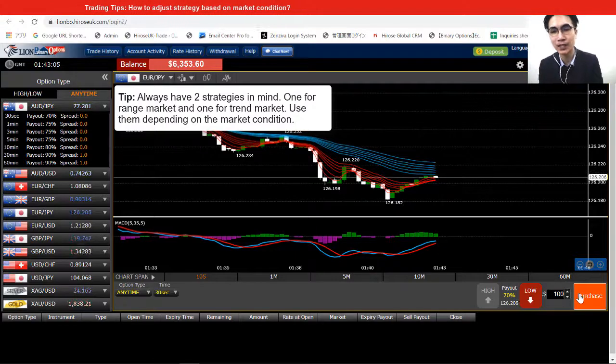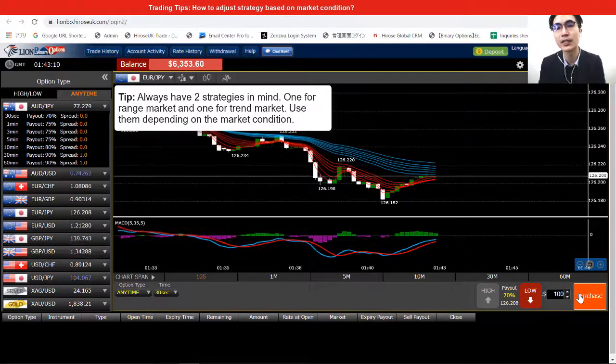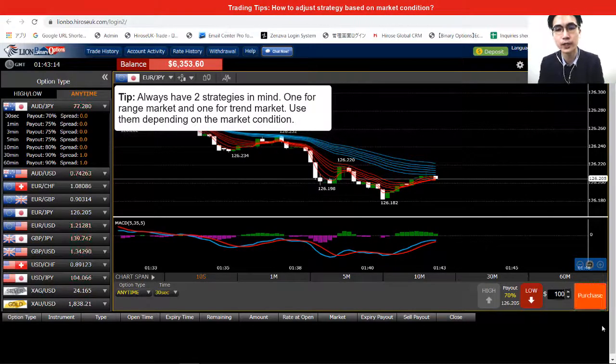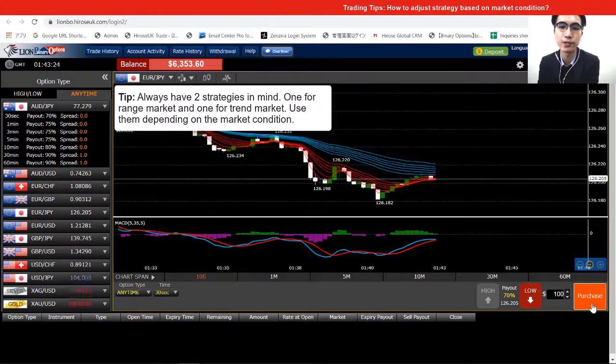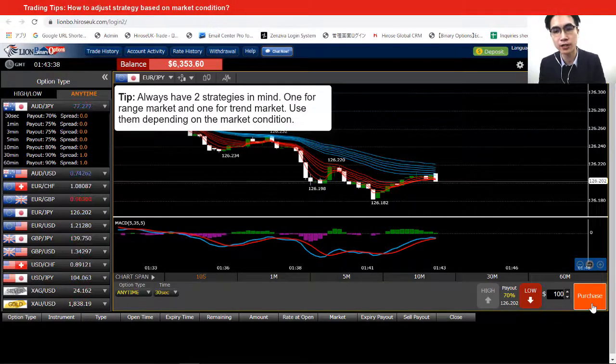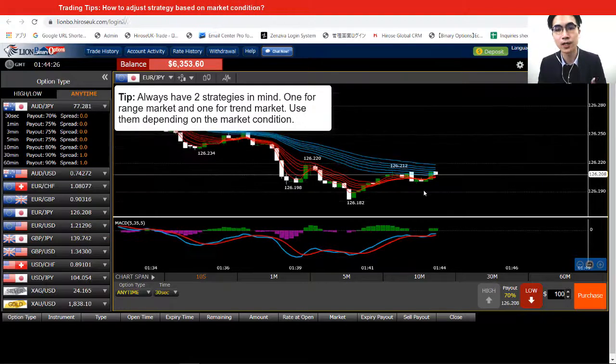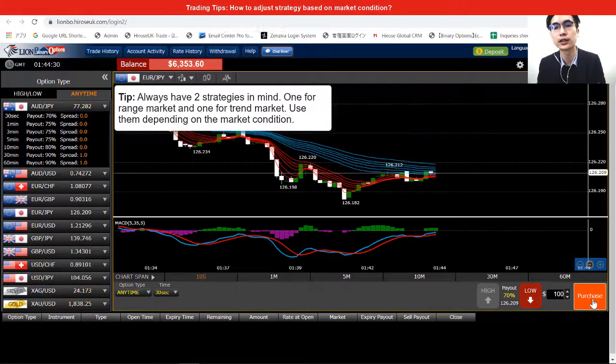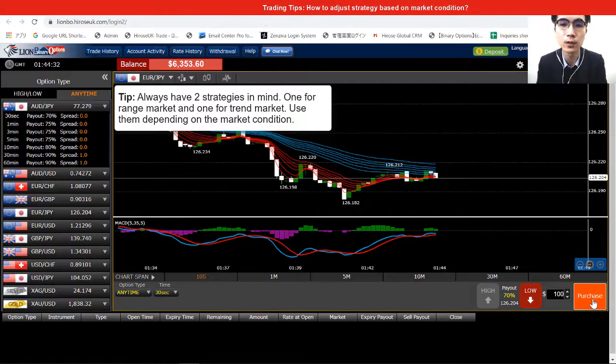So if the range market ends, then I will change into a trend following strategy. And then if the trend ends and move into a range market, then I will use a range market trading strategy, and so on and so forth. So you just need to change your strategy depending on the market situation. You don't just use the same strategy for the whole day.